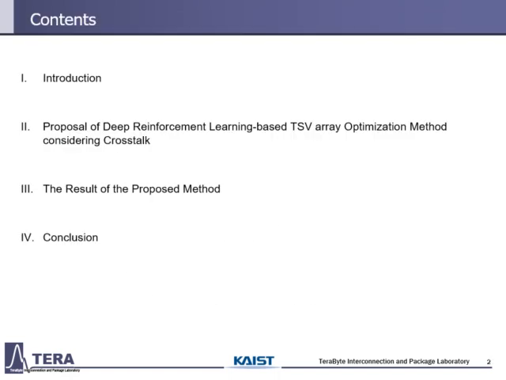I will present deep reinforcement learning based through silicon via array optimization methods considering crosstalk. This is the content. First, I will give a short introduction, and then I will show the proposed methods using DeepRL. Finally, I will briefly show the result of the proposed method and give the conclusion.